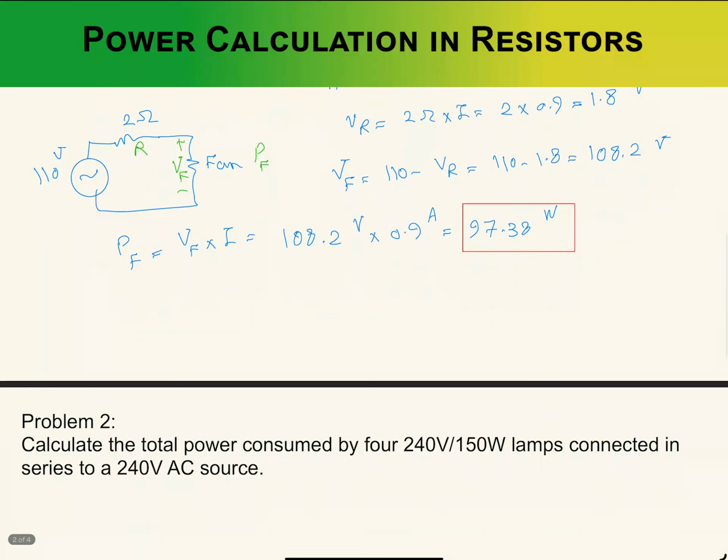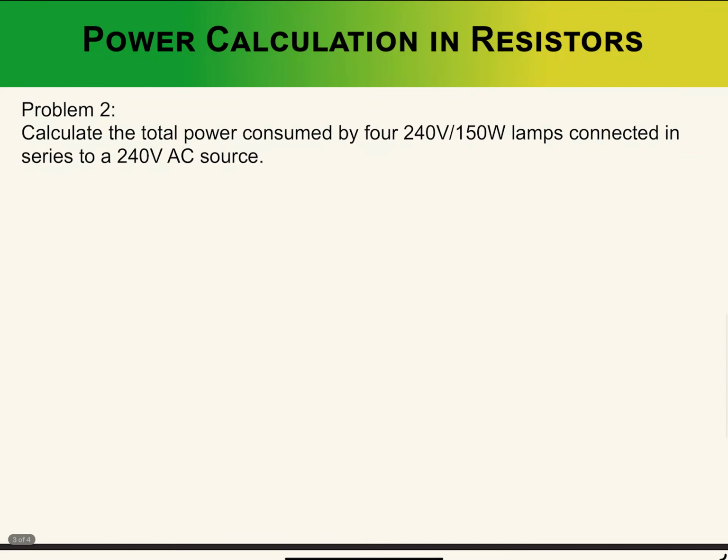So let's move on to the next question. The next question says: calculate the total power consumed by 4 240 volt, 150 watt lamps connected in series to a 240 volt AC source.